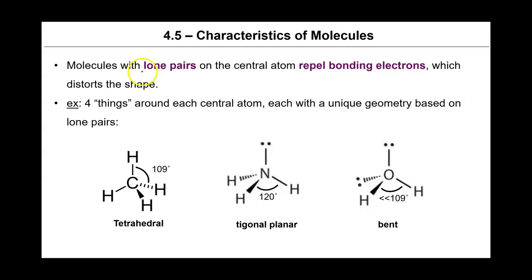Now, there's something to be mindful of. It's not always just an atom that is attached to the central atom. Sometimes it's a lone pair. And when we do have lone pairs, what will happen is the bond angle can get a little distorted.